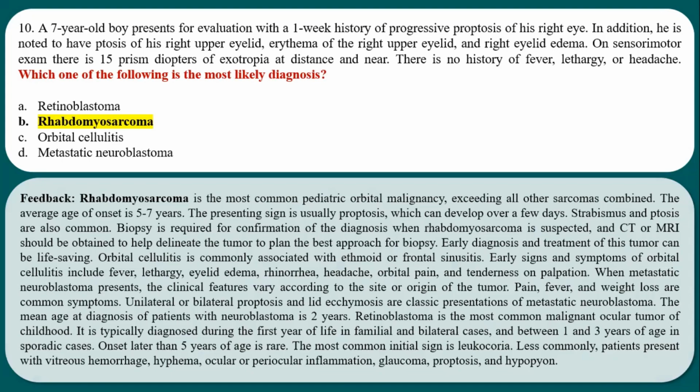Retinoblastoma is the most common malignant ocular tumor of childhood. It is typically diagnosed during the first year of life in familial and bilateral cases, and between 1 and 3 years of age in sporadic cases. Onset later than 5 years of age is rare. The most common initial sign is leukocoria. Less commonly, patients present with vitreous hemorrhage, hyphema, ocular or periocular inflammation, glaucoma, ptosis, and hypopyon.